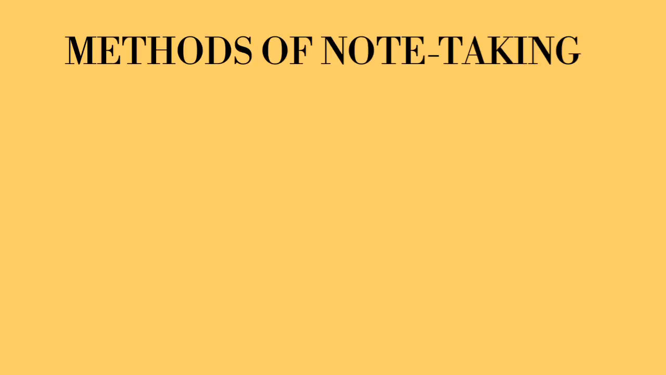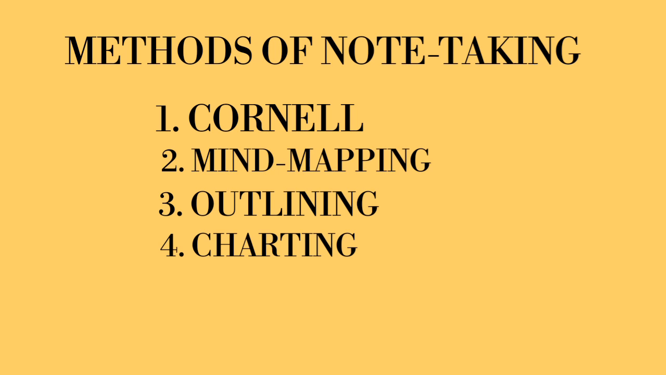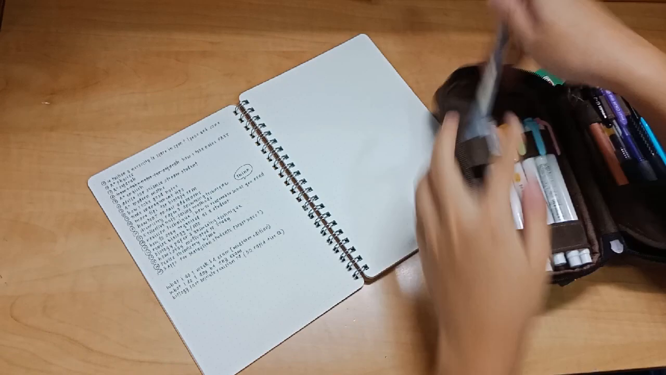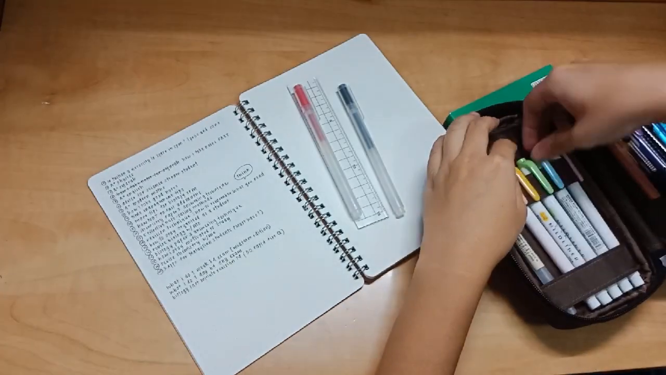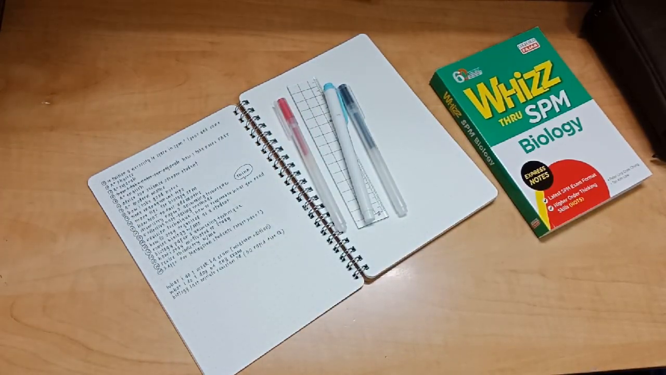In today's video, I talk about the 4 methods of note-taking, which are the Cornell method, mind mapping, outlining, and charting method. Here you can see me just taking out my stuff. In this video, I'll be taking notes using the 4 note-taking methods on Biology Chapter 3, Movement of Substances Across Plasma Membrane for Animal Cells.